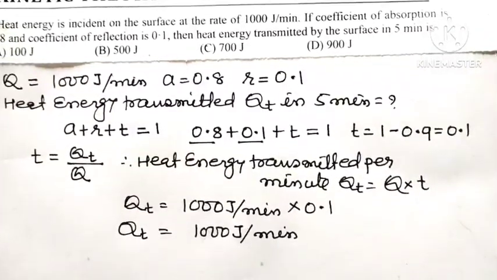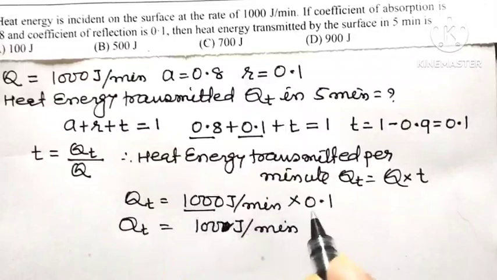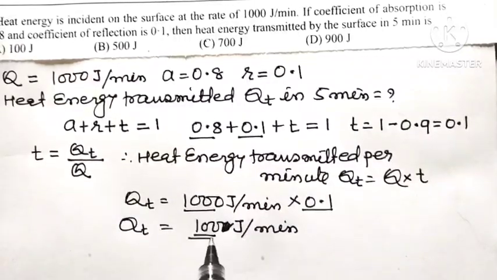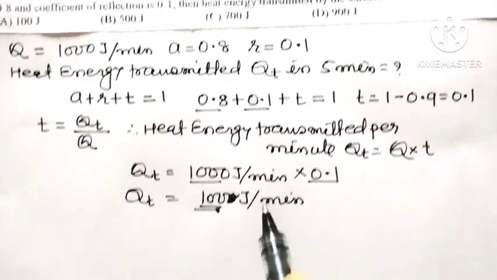But we have to find out the amount of heat energy transmitted by the surface in 5 minutes. In 1 minute, 100 joule energy is transmitted. See here, 1000 multiplied by 0.1 means it is 100 joule. So in 1 minute, 100 joule of energy is transmitted.